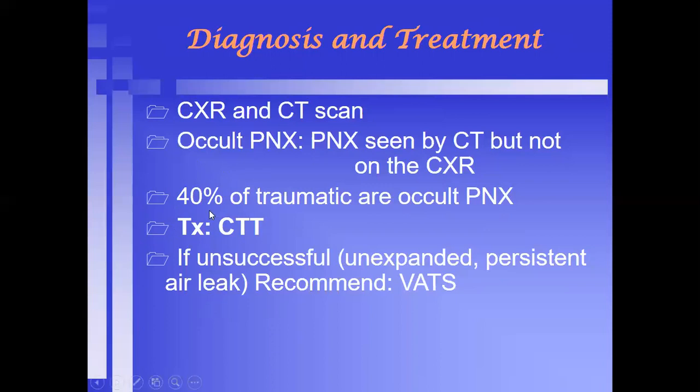So management, we insert a closed tube thoracostomy. However, if your CTT is unsuccessful, the lung remains unexpanded, or there is a persistent air leak, then VATS is your second option.